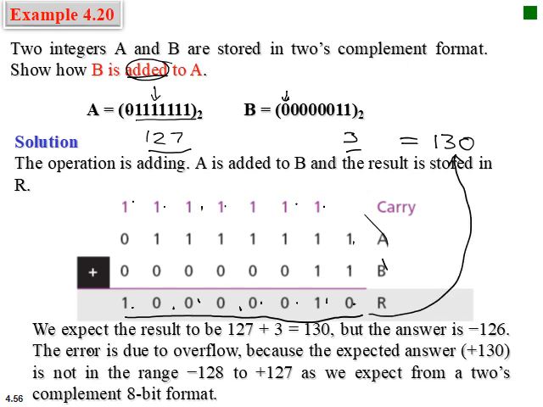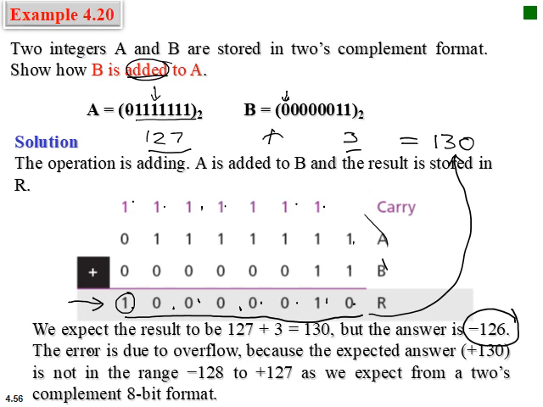But look what happens now. This thing, as we know, is in 2's complement, this entire number. And this indicates to us that it is a negative number. And if we now go and do a 2's complement on this to get the decimal value, we actually get an answer of minus 126. Now we know 127 plus 3 is supposed to be 130, not minus 126. And this simply happens because there is an overflow happening in this particular case here.